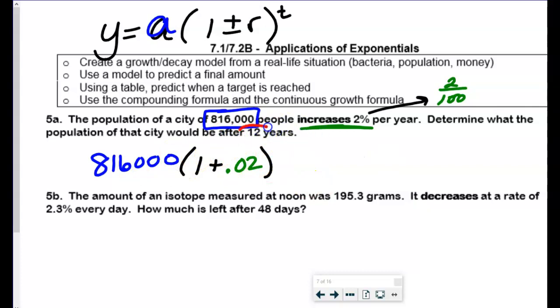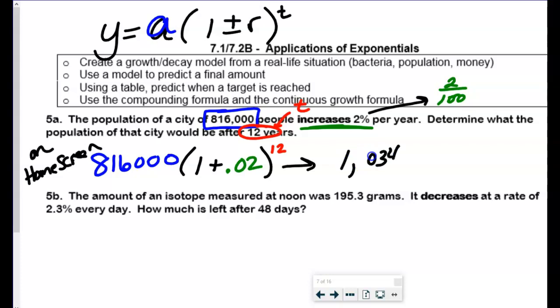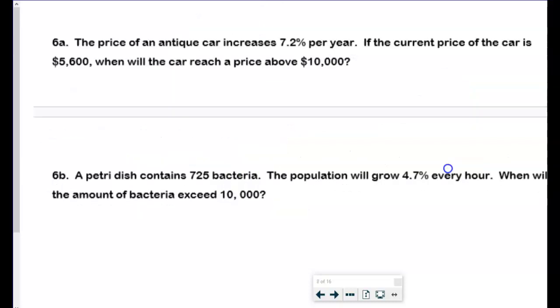As increasing per year, they want to know the population after 12 years. So that is your t. So we're going to put 12 in the exponent here, and when you type this on your home screen, because you know time, so you're going to be in the home screen. This one, let's round it to the nearest whole person. So 1,034,885 people. So that seems like an easy question, I know, but I want you to practice 5B on your own, please.